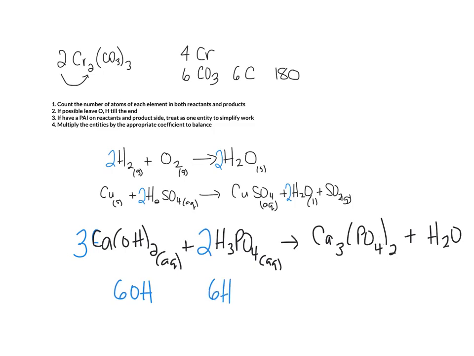H and OH come together to make H2O. So if we have 6 OHs and 6 H's, we make 6 H2Os. So we have 3 times 2, 6 oxygens, 12 H's: 2 times 3 is 6, 3 times 2 is 6, 6 plus 6 is 12. This equation is now balanced.